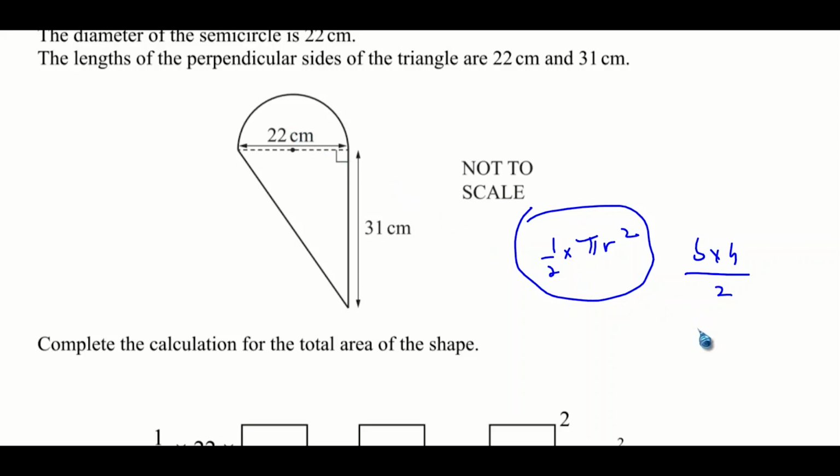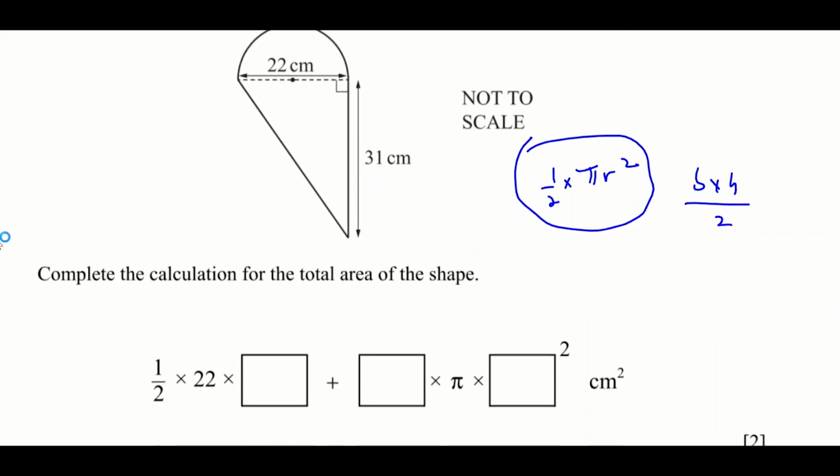Okay, so that will be the base, and the height is 31 centimeters. Let's see what we have here. So it will be half times 22. As you can see here, we have pi here. So that means this will be the area of the semicircle, while this will be the area of the triangle.